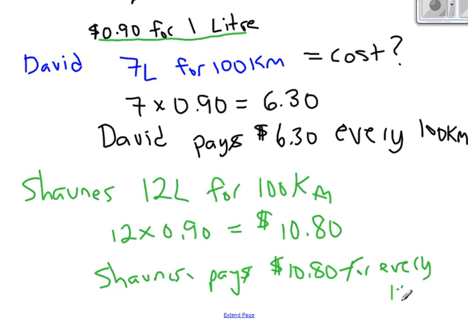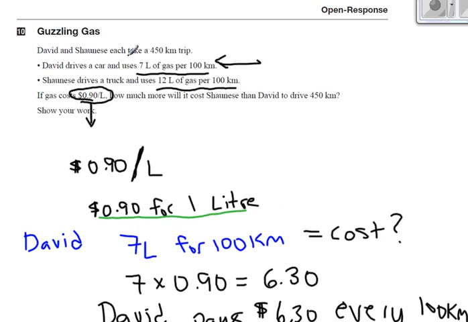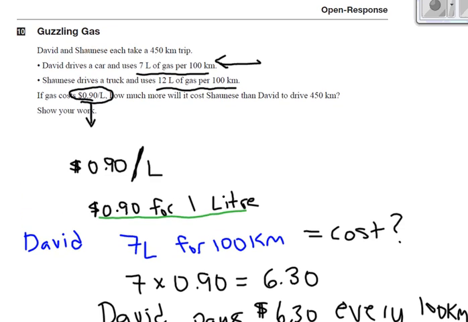100 kilometers. Now, if this is all you did in the question, you would definitely get a passing grade. You've done some pretty good math, some very important math. You just obviously haven't finished the question. So let me scroll back up and look carefully at the question. They take a 450-kilometer trip. If they were to take a 100-kilometer trip, then I'd basically be done. I could just subtract and say Shawnees paid $4.50 more. But they're not taking a 100-kilometer trip. They're taking a 450-kilometer trip.